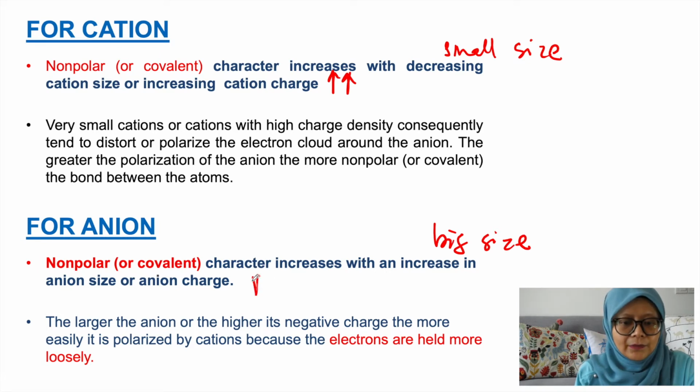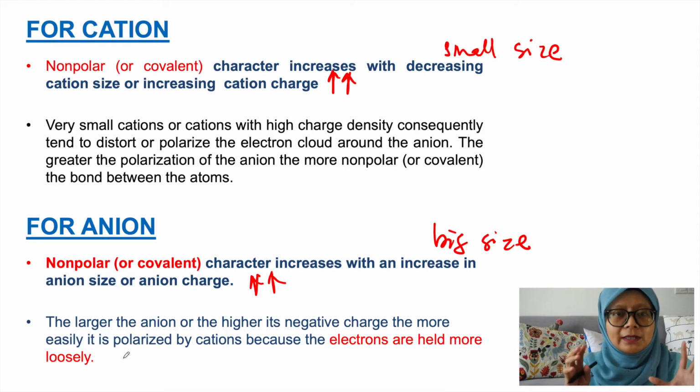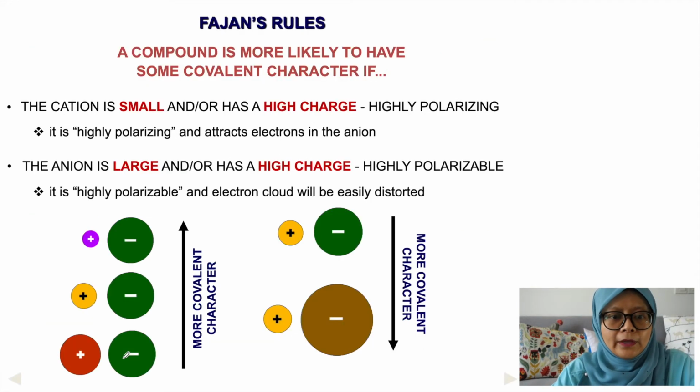So when we have a big size and the charge also increases, what happens here? It is more easily polarized by cations because we have a large electron cloud and the electrons are held more loosely. So the bigger the size, the smaller the attraction between the nucleus and the electrons surrounding the anion. So here is the summary of Fajan's rule.